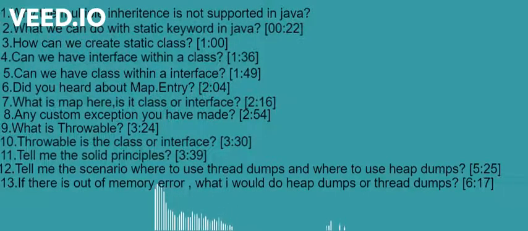Okay. So, can you tell why multiple inheritance is not supported in Java? To save the diamond problem. Okay. And what are the uses of the static keyword? What can we do with the static keyword in Java?